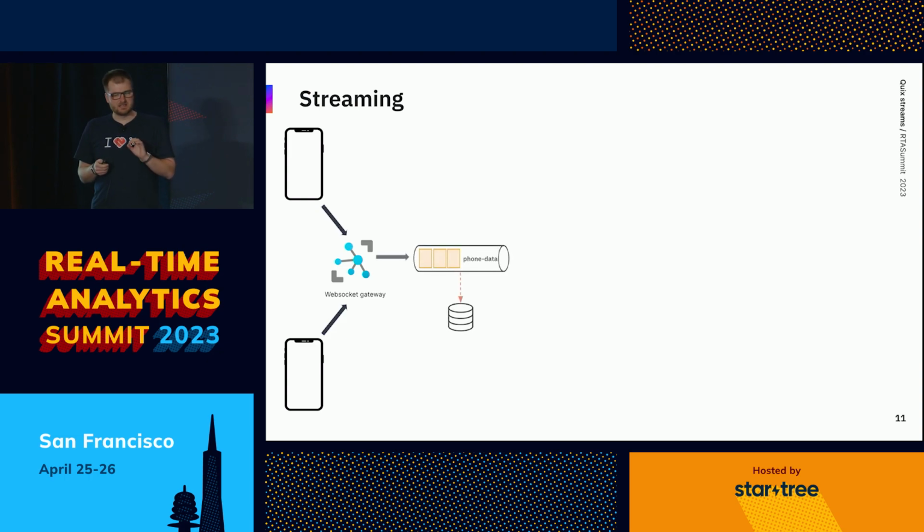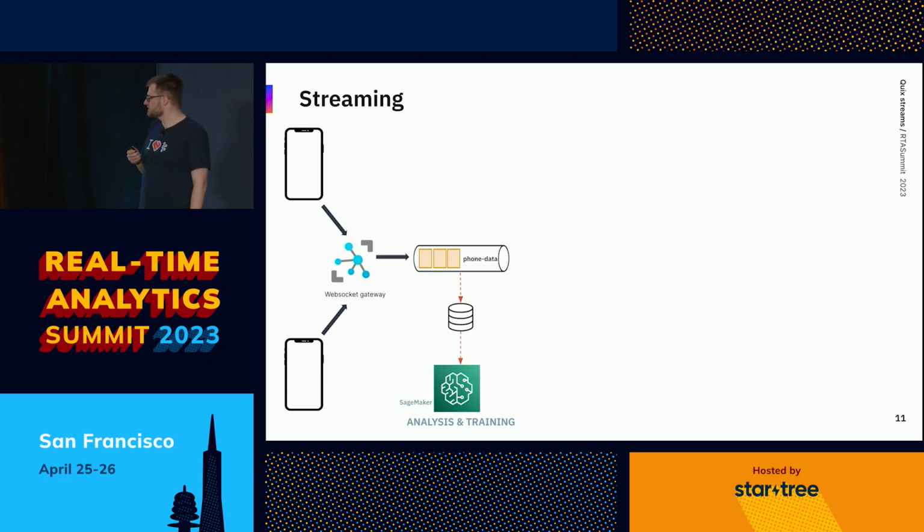So if we do streaming, the start is really the same. The difference is we're going to send the data straight to a topic in a broker. From that broker, yes, we're going to save the data again to a bucket, and we're going to use that same approach to train the model. So that part is the same.